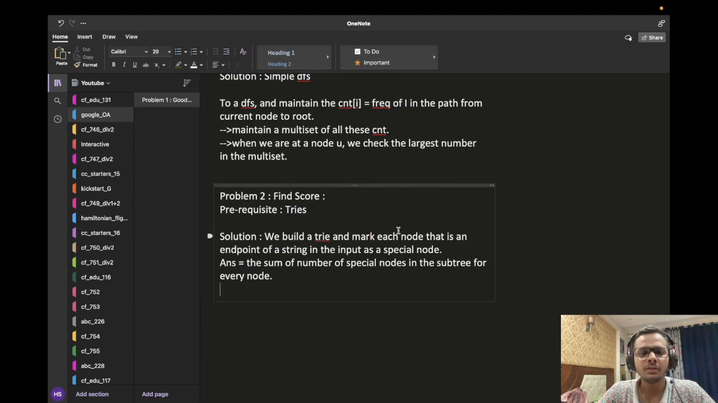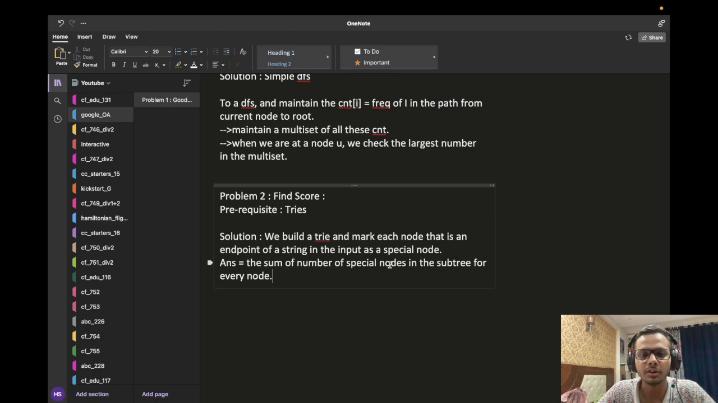And the reason for this is pretty simple, because every node in the trie basically represents a prefix of some word. It may be a prefix of multiple words, right? So every node represents some prefix, and the number of strings of which that particular node is a prefix is basically the number of endpoints in the subtree of that node. And so that is the contribution of that prefix. So we just have to count the number of special nodes in the subtree of every node and sum these values. And these counts can be computed using a simple DFS, and that will be it, right?